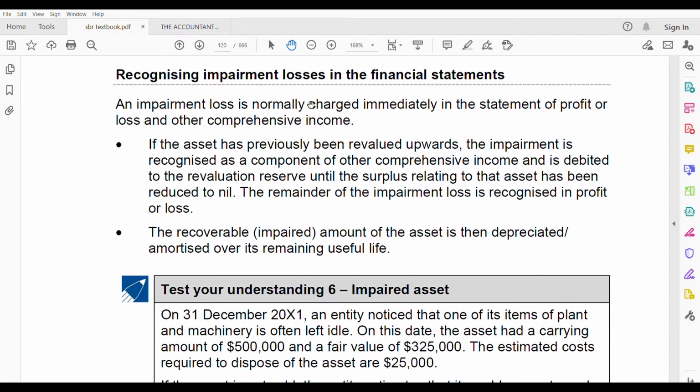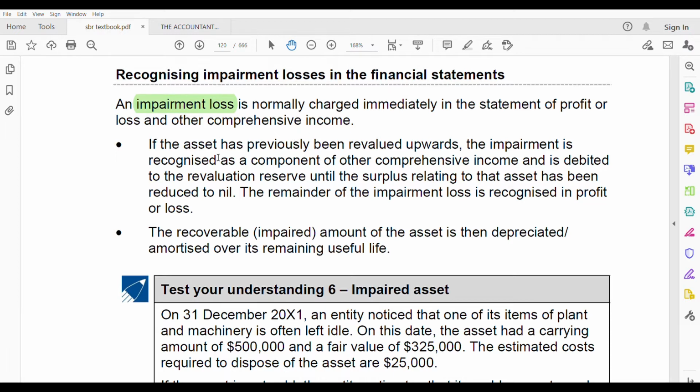Recognizing impairment losses. Where do you recognize impairment losses in the financial statements? It is immediately charged in the statement of profit and loss and other comprehensive income. So it is there in the profit and loss account under losses or expenses, right?